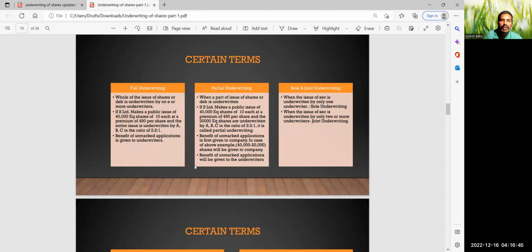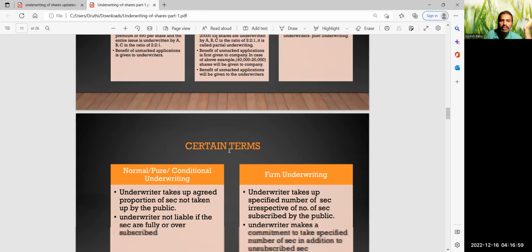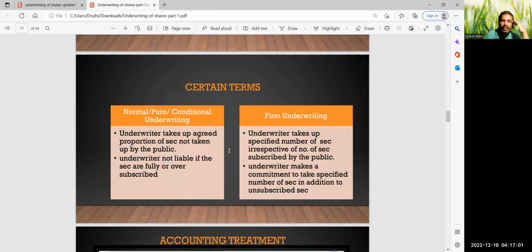Then there is full underwriting, partial underwriting, sole or joint underwriting, which is also called complete underwriting, partial underwriting, and pure underwriting and firm underwriting. It's very important. Please go through. Now see, there are certain terms: normal or pure underwriting and firm underwriting. It's very, very important here.